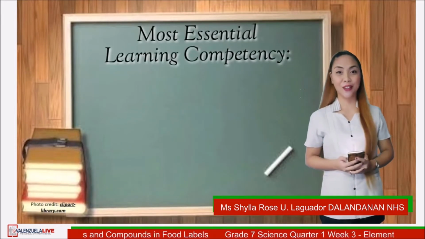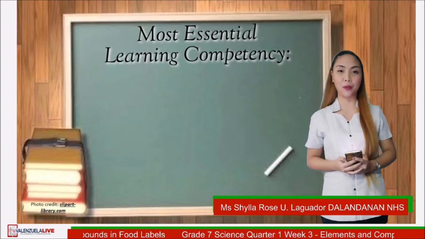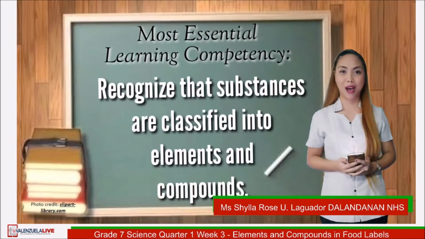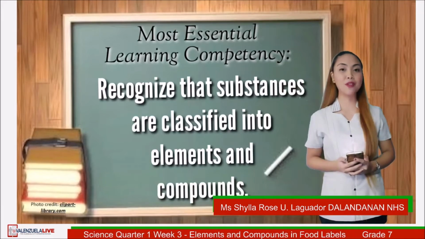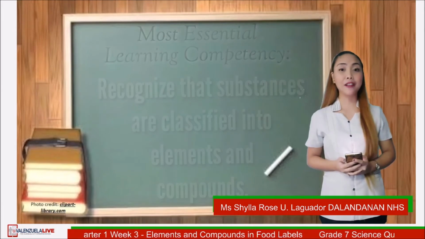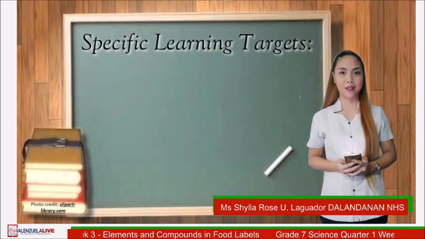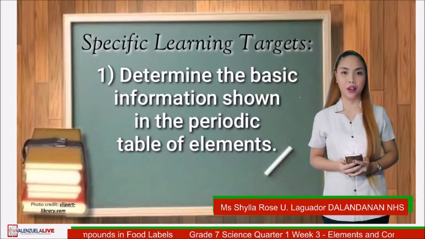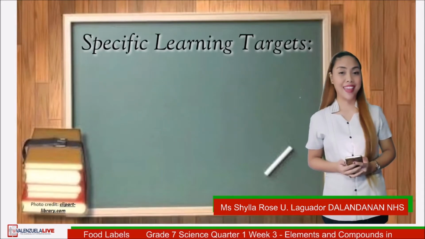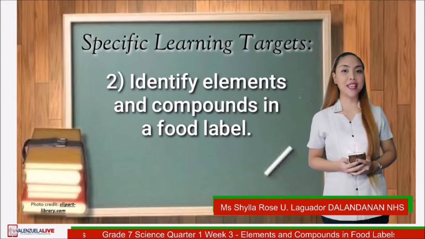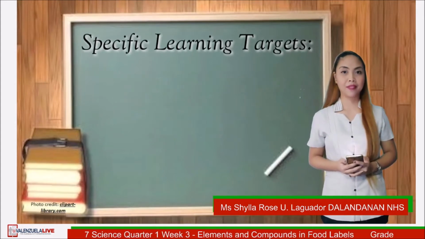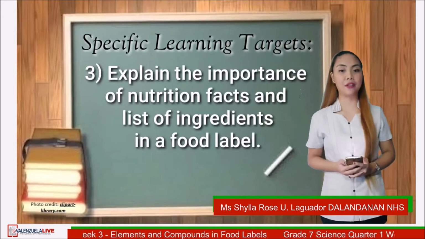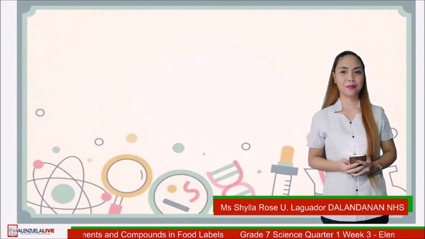Our most essential learning competency today expects you to recognize that substances are classified into elements and compounds. Anchored in this most essential learning competency are the following specific learning targets. First, determine the basic information shown in the periodic table of elements. Next, identify elements and compounds in a food label. And lastly, explain the importance of nutrition facts and list of ingredients in a food label.